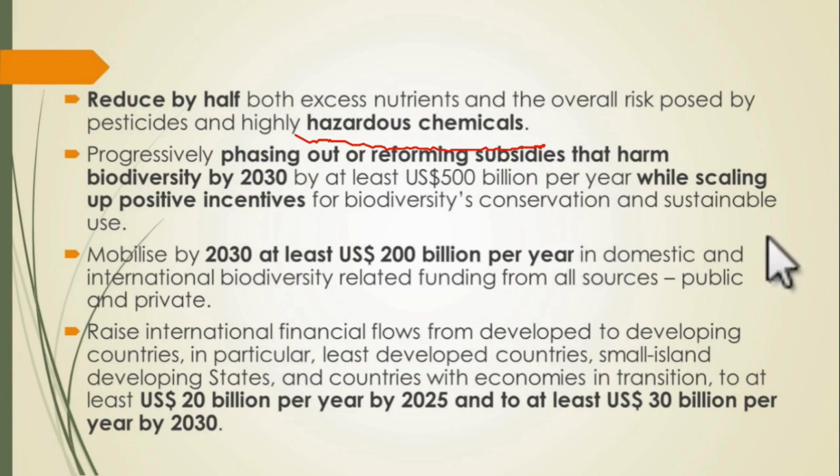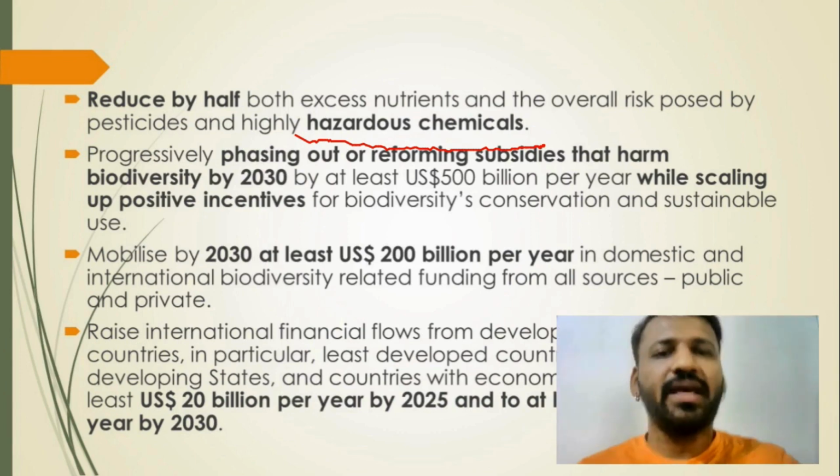Then they are saying by 2030 at least US dollar 20 billion per year should be given for biodiversity related funding, whether public or private. And the last target, they are saying that you have to increase the financial flow from developed to developing countries. At least 20 billion per year by 2025 and 30 billion per year by 2030. So these targets can be asked in your exams. Generally, these targets are set every year, but they are not achieved.